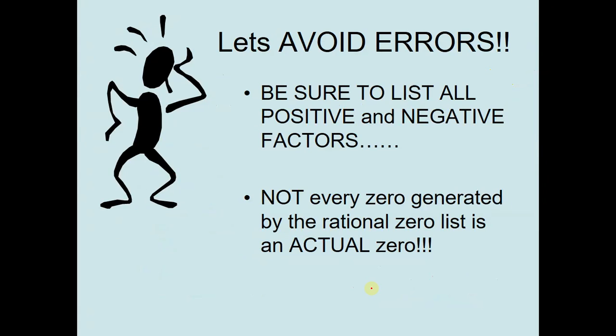So, avoid errors. Make sure you list all your positive and negative factors, especially when you're not given a graph. And then not every zero generated by your rational zero list is an actual zero. So keep that in mind as you are generating your p's over your q's. And that's the end of this video.